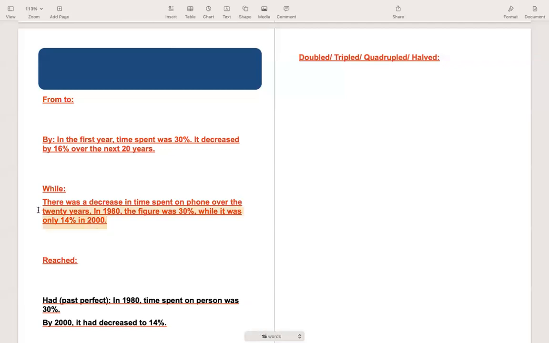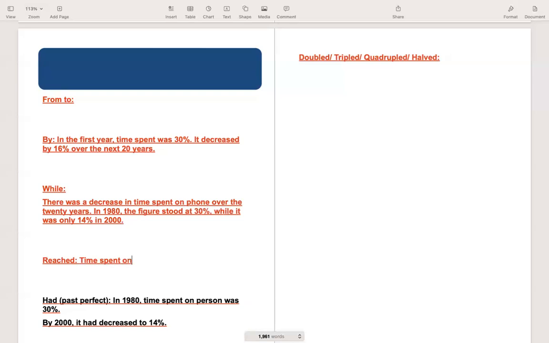Is this clear? Yes, sir. It's much better. In place of "was", we can write "stood at". Yes. You can write "the figure was", but not in the "there was". You cannot write "there stood a decrease". No, that cannot be done. Is it clear? Okay. Then "reached".